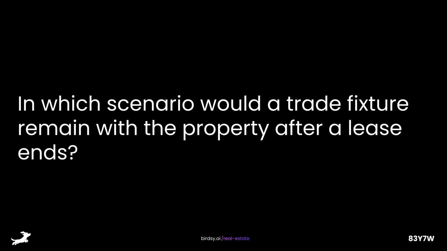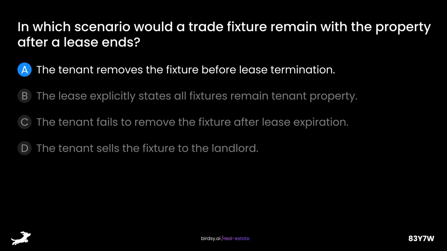In which scenario would a trade fixture remain with the property after a lease ends? Is it A, the tenant removes the fixture before lease termination? B, the lease explicitly states all fixtures remain tenant property? C, the tenant fails to remove the fixture after lease expiration? Or D, the tenant sells the fixture to the landlord?